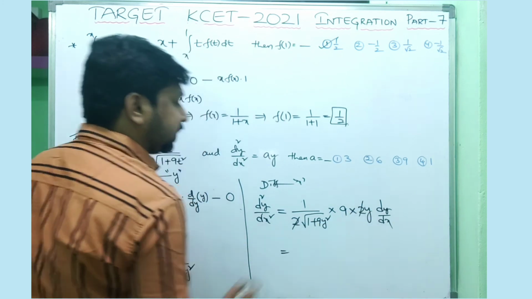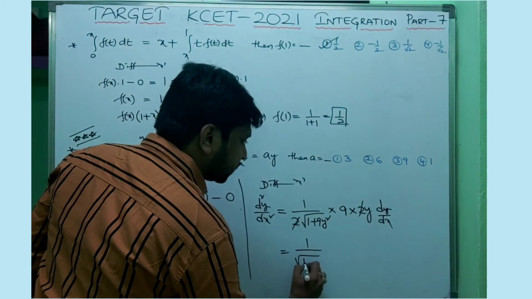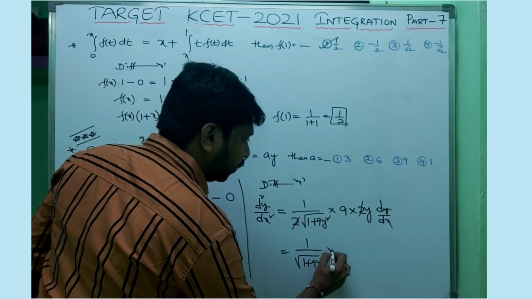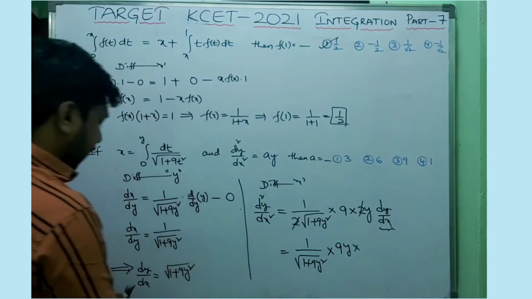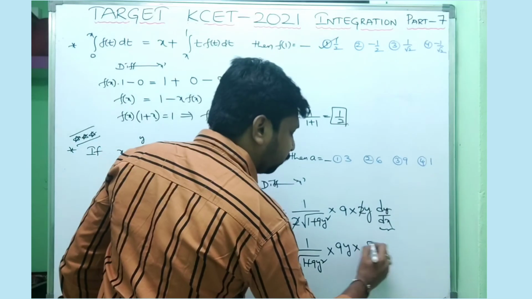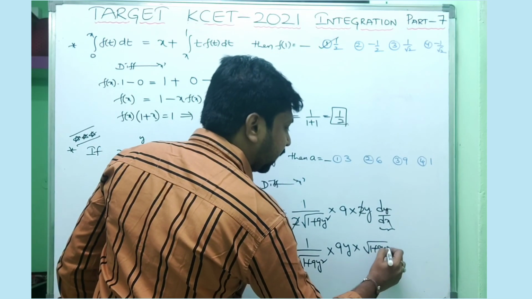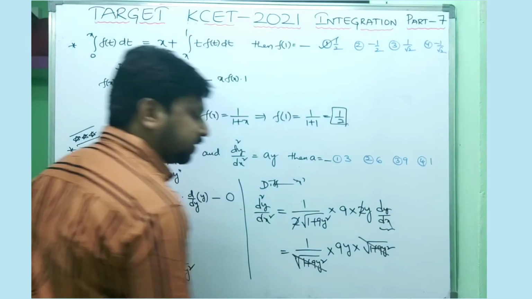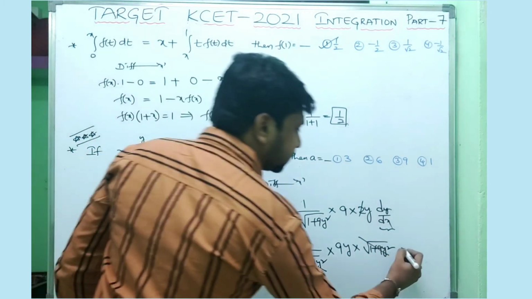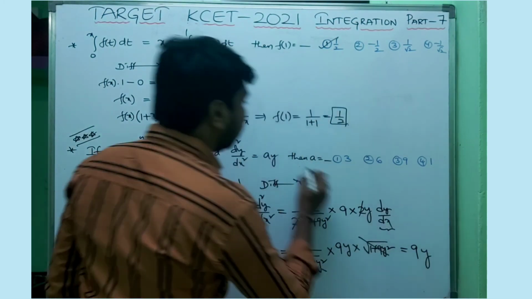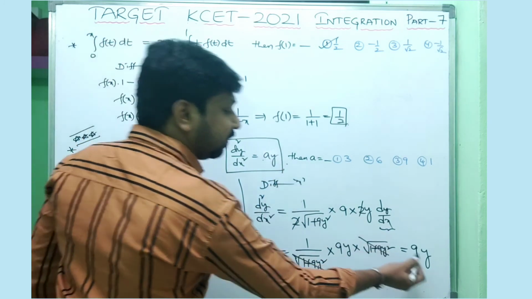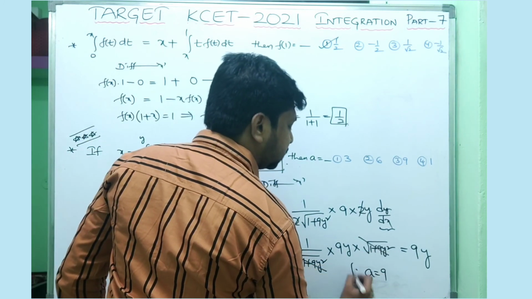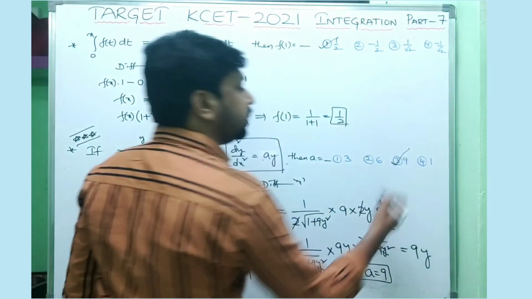Then 2 and 2 get cancelled. 1 by root over 1 plus 9y square into 9 into y into dy by dx, which from this is root over 1 plus 9y square, and hence root over 1 plus 9y square will be cancelled. It remains 9y. If you compare with d square y by dx square is equal to a y, 9 is your answer. So 9 is your answer, friends.